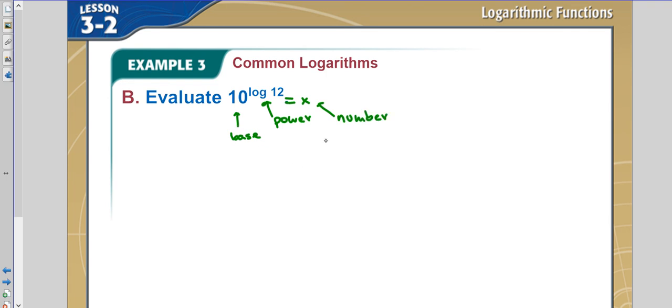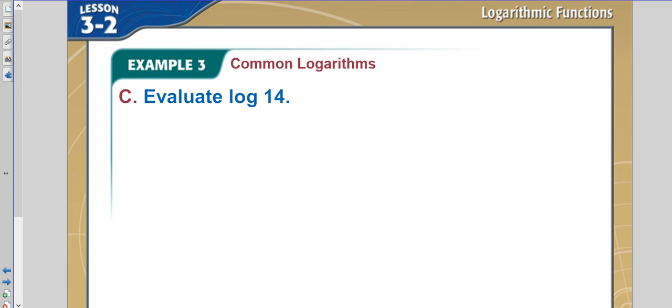So if I'm in exponential form, I need to change it to a logarithm. I would say log, my base is 10, of the number, which is x, will equal the power, which is log of 12. Notice how the bases here technically are the same, so my x would simply be 12. So you'll start to figure out with logarithms and exponentials, a lot of times it's just converting back and forth and they become really easy to solve.